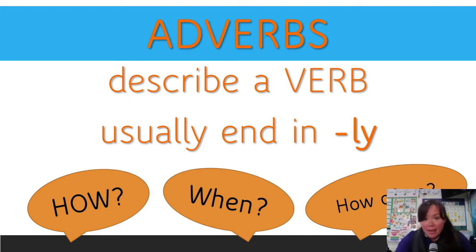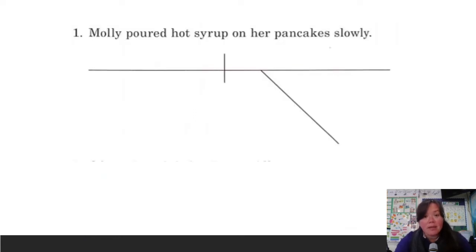So if you look at page 159, there are 3 sentences there, and the instructions say to mark the sentences and then diagram. So we're going to do these together. The first things I'm going to mark are the subject and verb. Molly poured hot syrup on her pancakes slowly. So the subject of the sentence is Molly, and what she did, she poured. So I'm going to write my dividing line, underline Molly once, and poured twice.